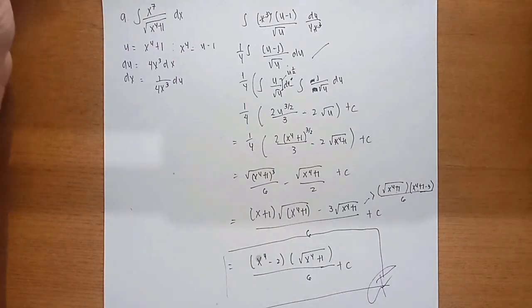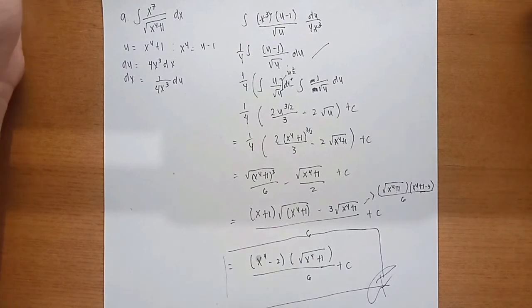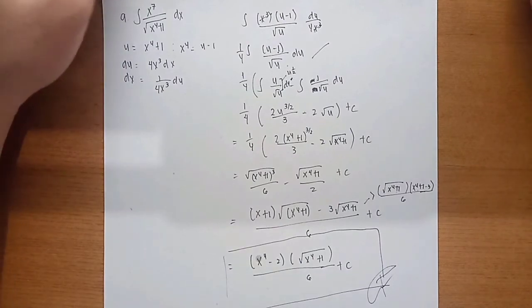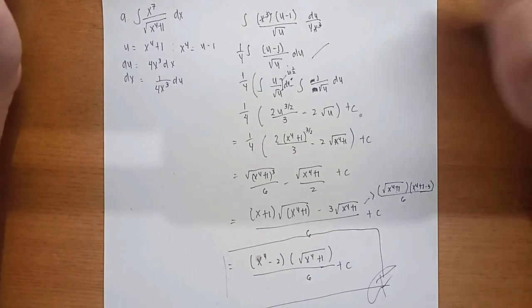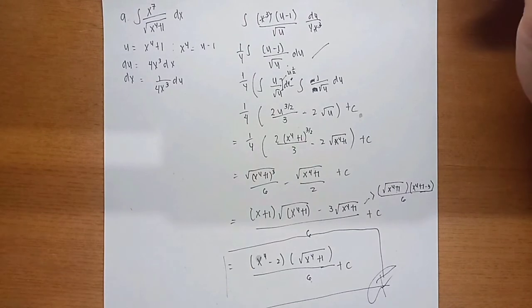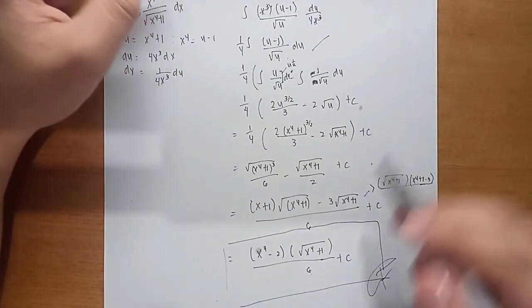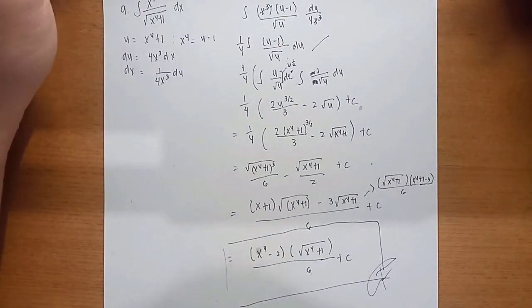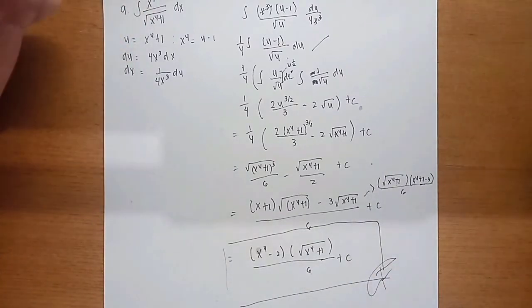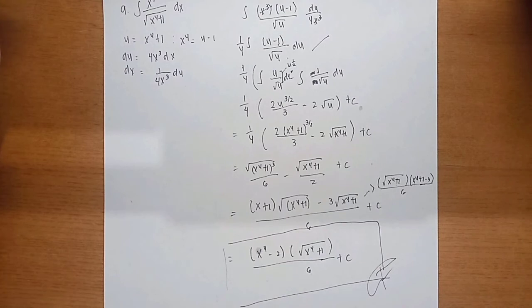By the power rule of integration, we will now have 1/4 times 2u raised to 3/2 all over 3 minus 2 square root of u plus the arbitrary constant c. So 1/4 times x raised to 4 plus 1, which is the value of u, we substitute it already, all over 3 minus 2 square root of x raised to 4 plus 1 plus c.